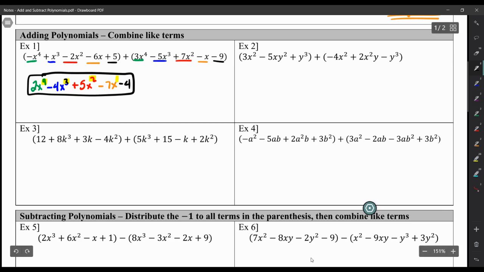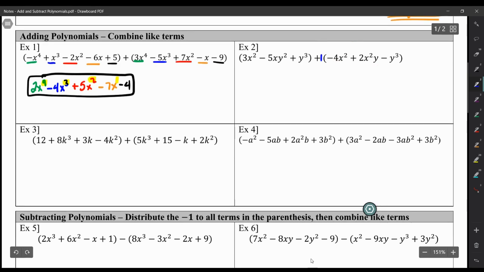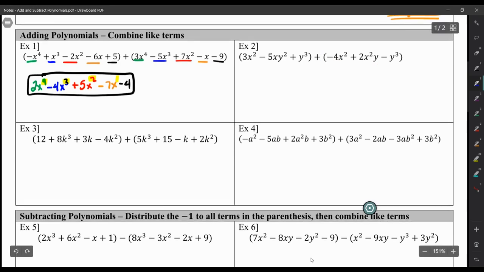So we are adding, because there's a plus sign in the middle, this polynomial and this one together. So again, we do not need to worry about the positive 1 in the front because distributing a positive 1 will change nothing. So we can go ahead and begin adding like terms. So 3x squared and -4x squared are like terms. So 3 plus a -4 is a -x squared.